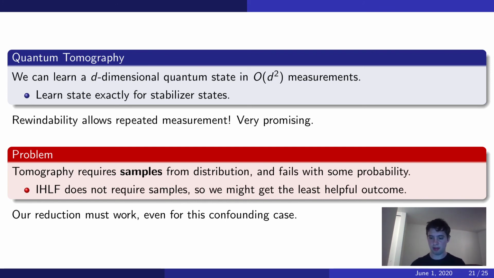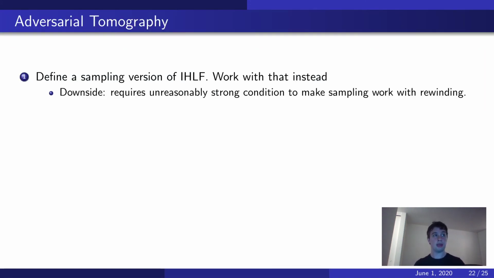So there are two ways to deal with this. A lot of people, when we explain this result, say, why don't you just make the interactive hidden linear function problem sampling? Just make a sampling version and work with that instead, and then you can use this kind of tomography and you're done. No more steps. But the downside of doing that is that to make the sampling work with rewinding, you need an unreasonably strong condition, and it's not pretty, trust me.